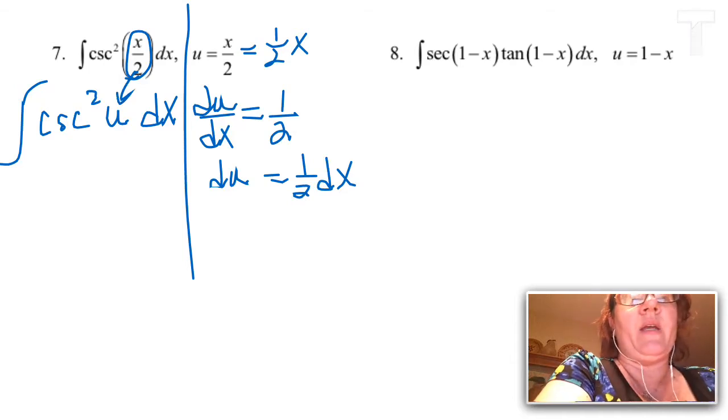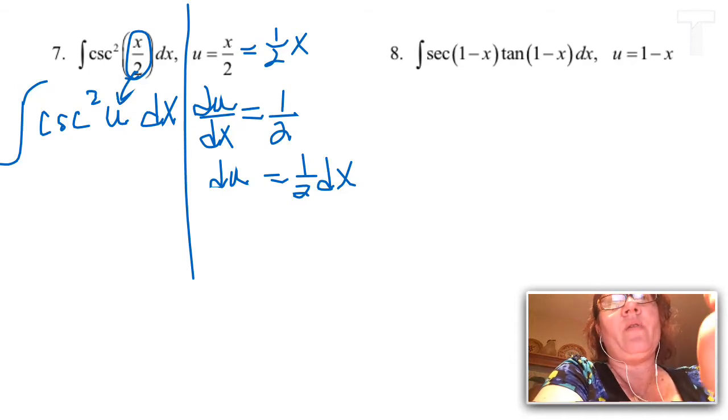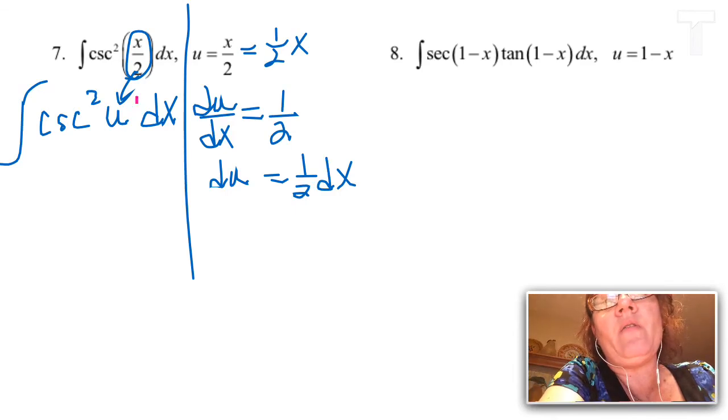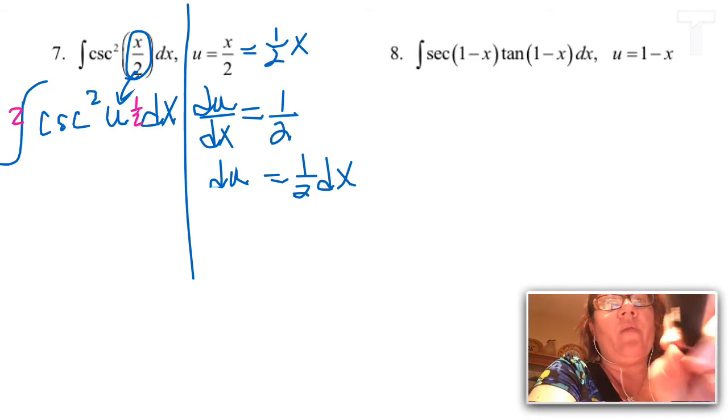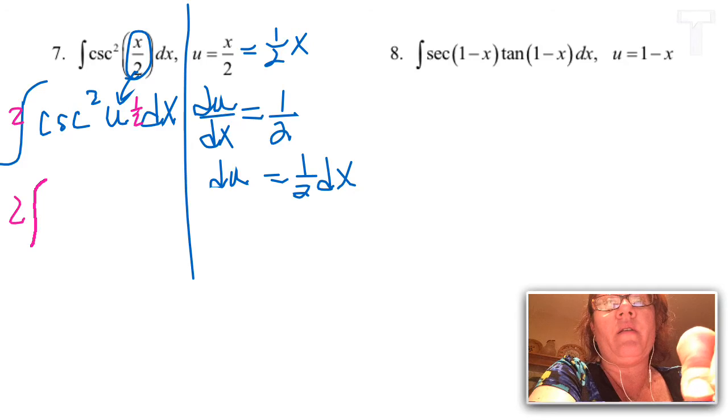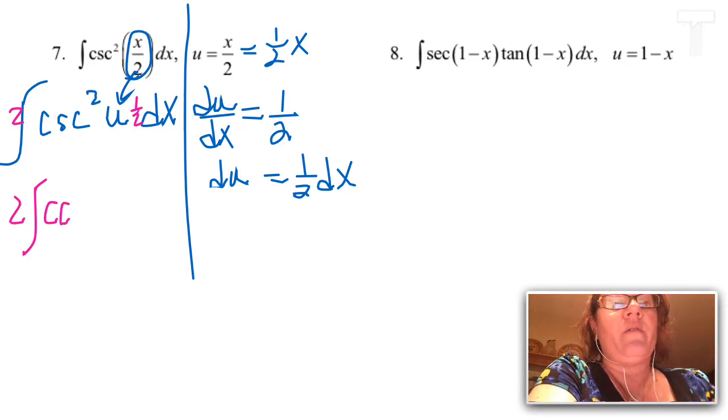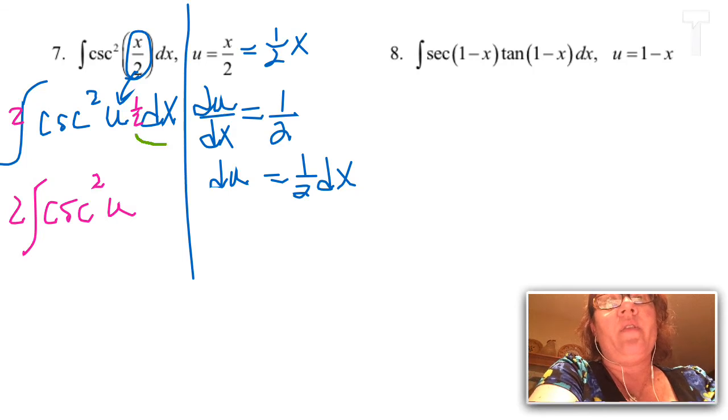And I go, oh man, I need a half. And I say, okay, well, I'll slip a half in here, but I'm going to have to compensate for that out in front by multiplying by 2, because together they equal a big fat 1. And so now I'll write it again. Oops, struggling with spelling cosecant apparently. And all of this is turning into du.